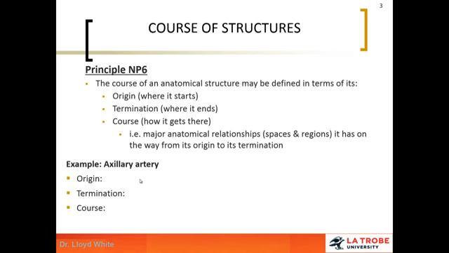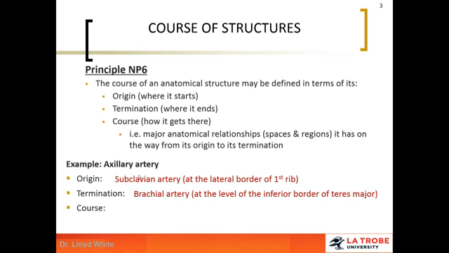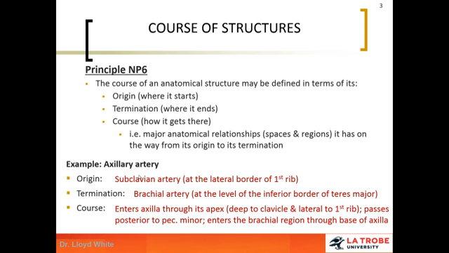So if we use the axillary artery as an example, its origin is the subclavian artery, and it changes its name from subclavian artery to axillary artery as it passes the lateral border of the first rib. And the axillary artery terminates into the brachial artery as it leaves the axilla, so at the level of the inferior border of the teres major muscle. And its course can be defined as, it enters the axilla through its apex, it passes through the axilla, so this is posterior to pec minor, and it enters the brachial region, or the arm region, by passing through the base of the axilla.